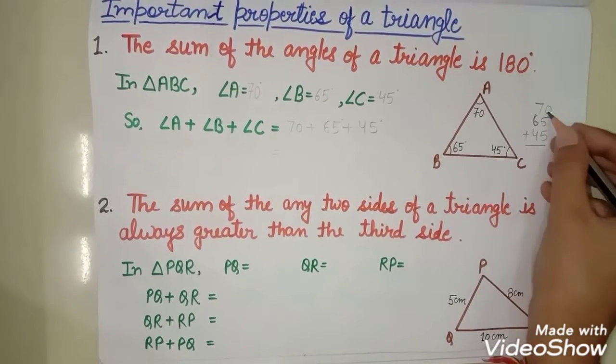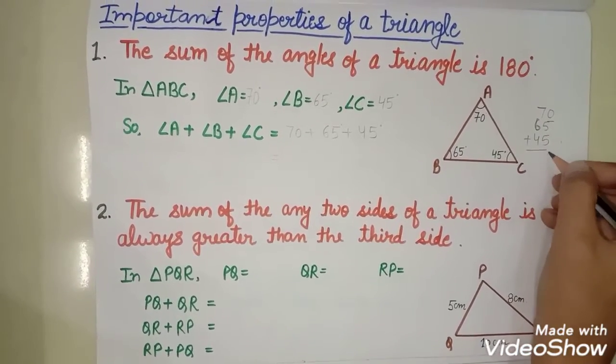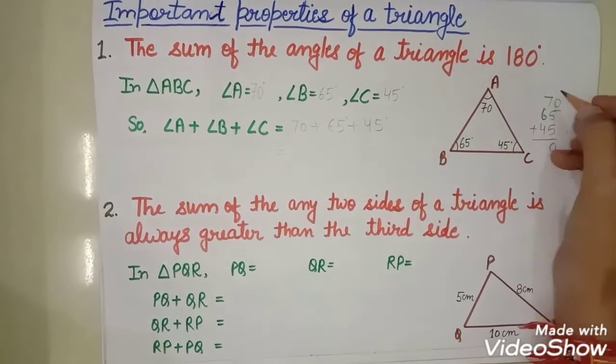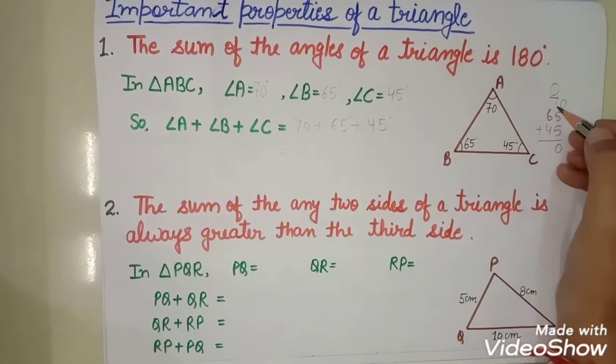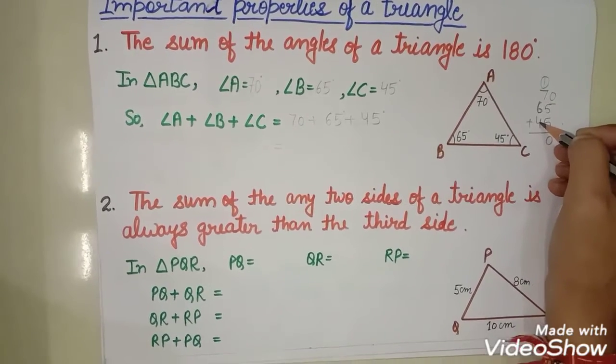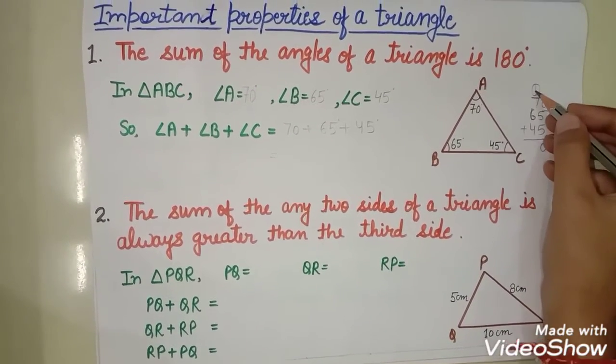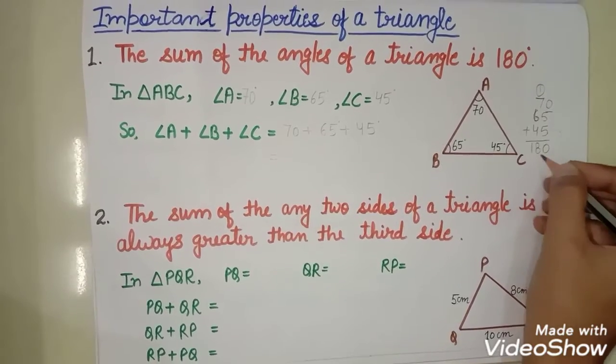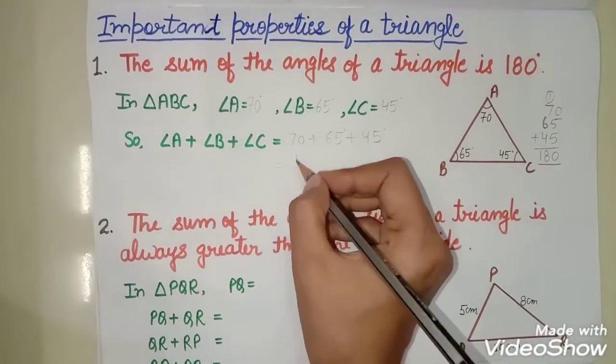Add these numbers: 0 plus 5 plus 5, that is 10. 10, write 0, carry 1. 7 plus 6 is 13, 13 plus 4 is 17, and 1 carry, that is 18. So the sum is 180.